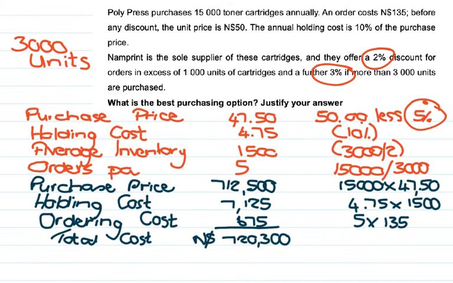So my total cost for 15,000 units throughout the year, and my holding cost and ordering cost, if I order 3,000 each time, then my total cost for that 3,000 units will be 720,300 Namibian dollars. So now we will look at the entire solution. We will look at the 900 units, the 1,000 units, and the 3,000 units now to determine the best option.